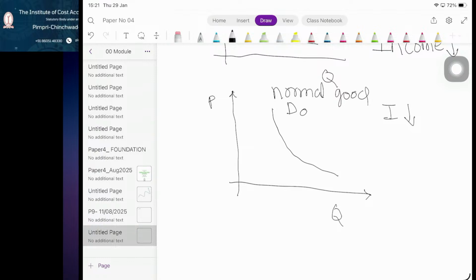Okay, online students, have you completed? If income has fallen, and it's a normal good, what will happen to demand? Will it increase or will it decrease? Yeah? Okay. Let's wait for one of the online students to answer.